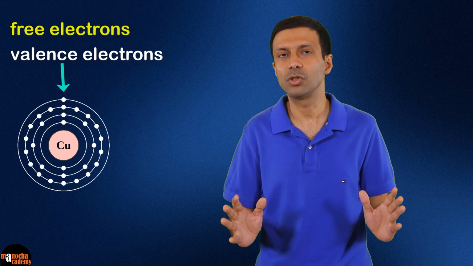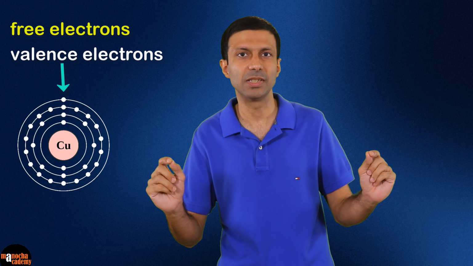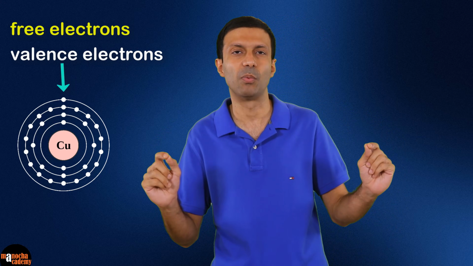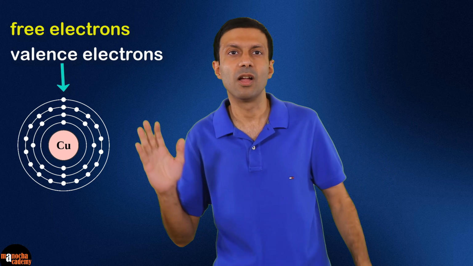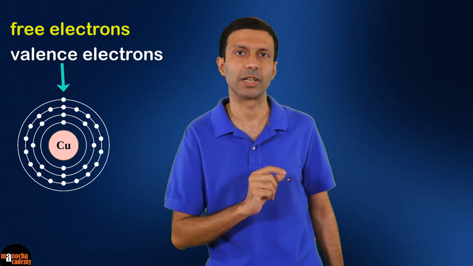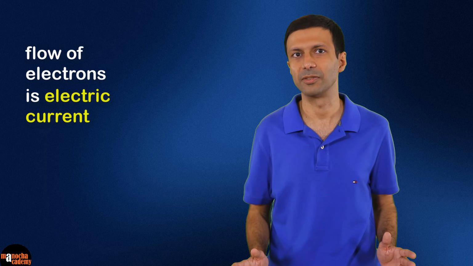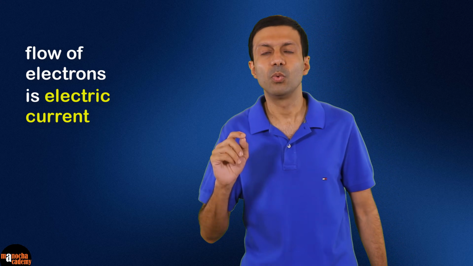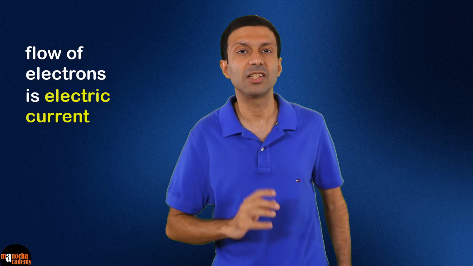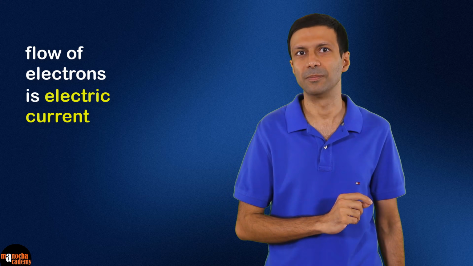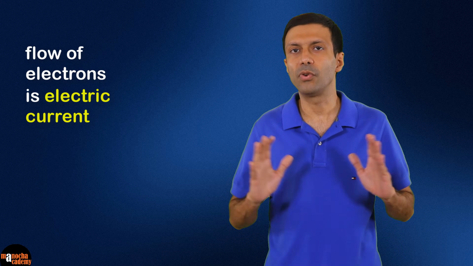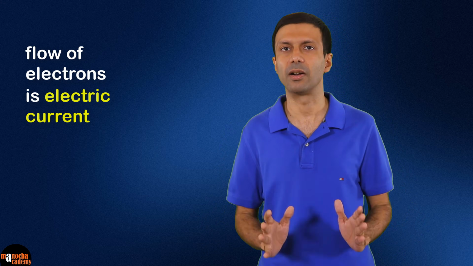Now, when voltage, or what we call potential difference, is applied across the ends of the wire, these free electrons move in a specific direction. This flow of electrons in a certain direction is called electric current. The wire, which is made up of copper atoms, has a huge number of free electrons. That's why the wire is a good conductor of electricity. So the movement of free electrons is the electric current.